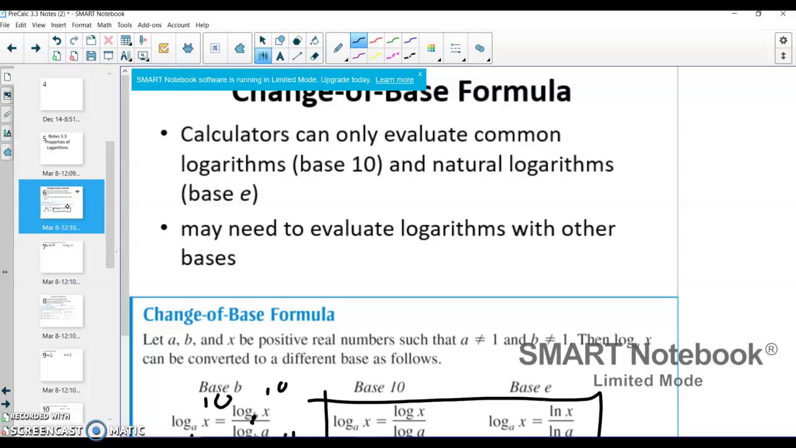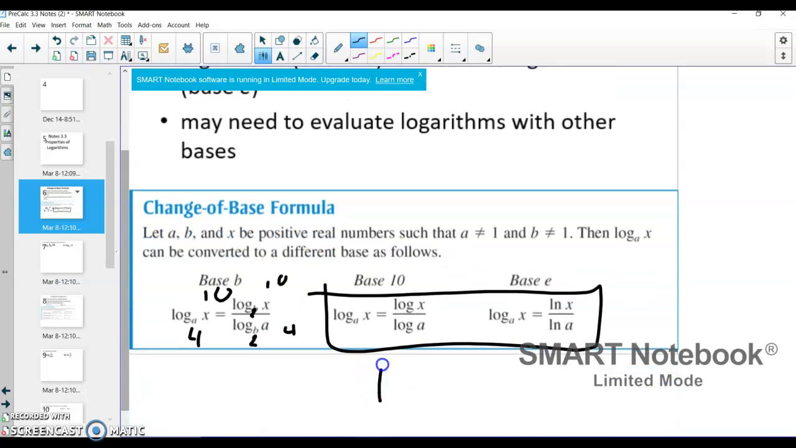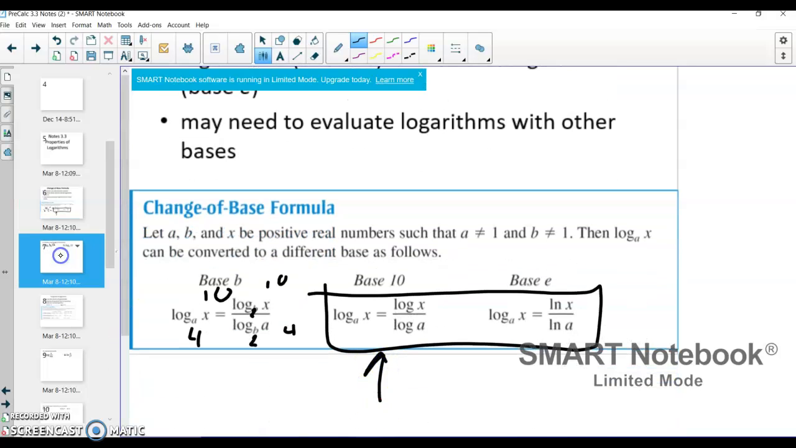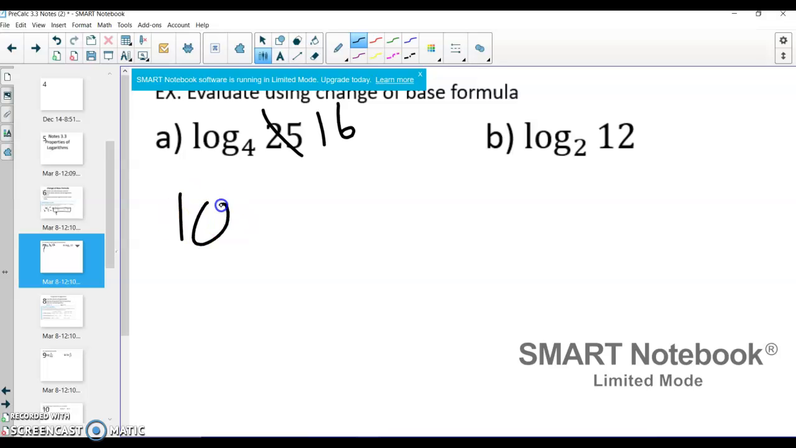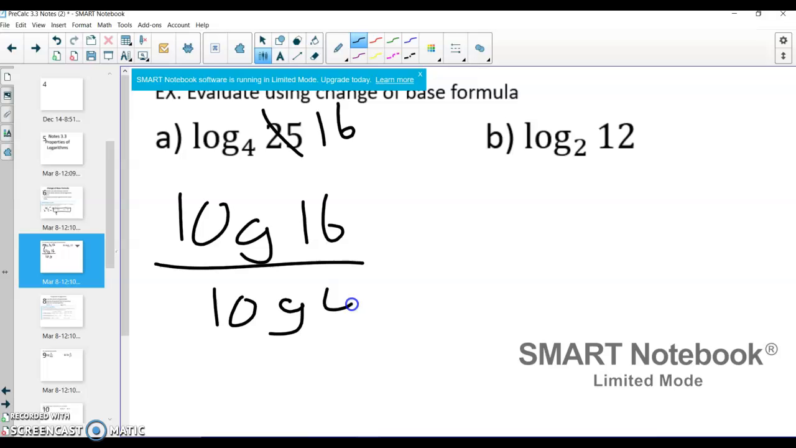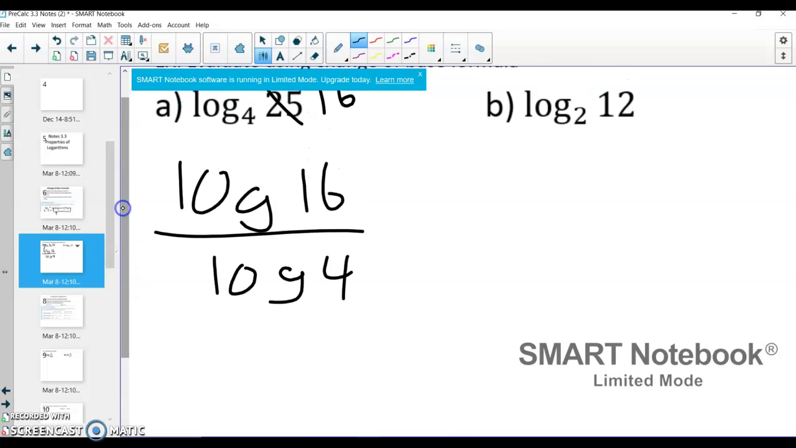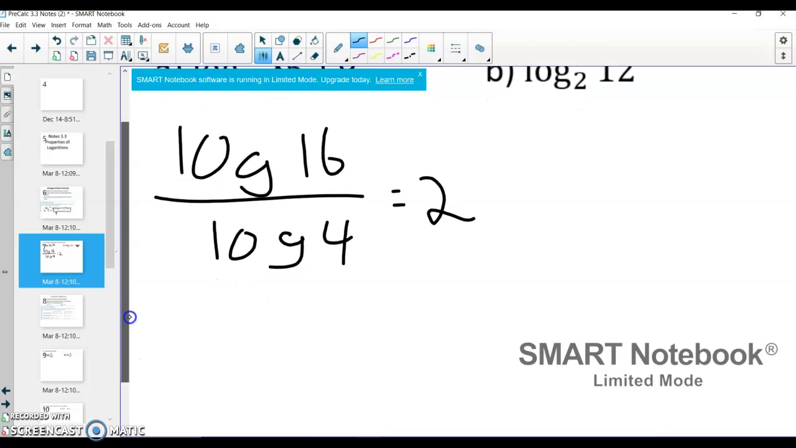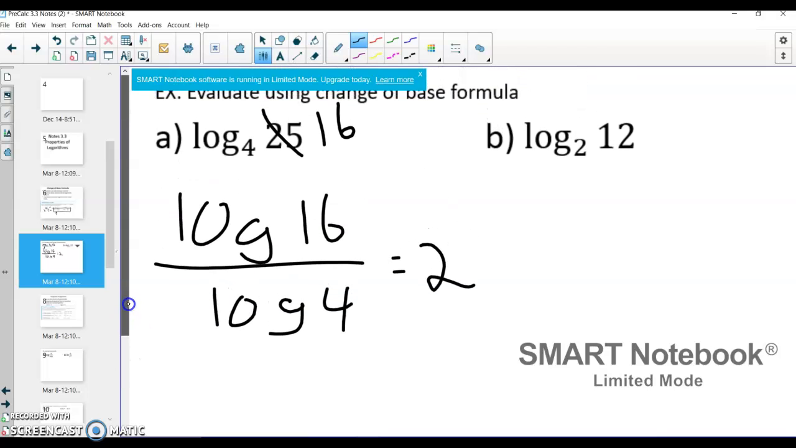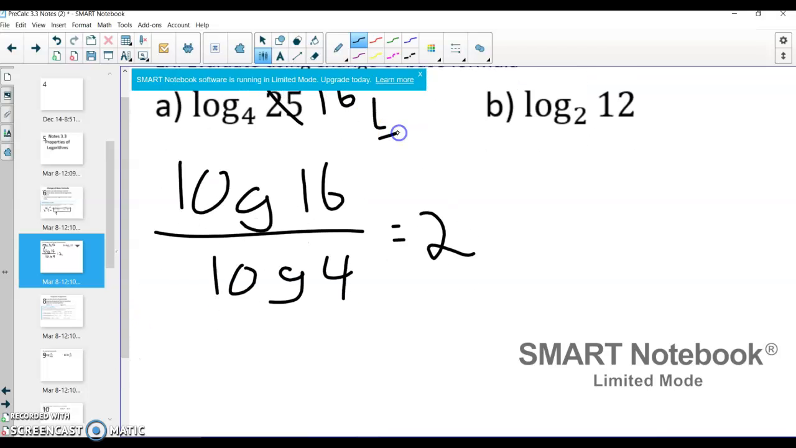And I'm going to use log base 10 in my change of base formula here. And so what I end up having is log base 10, which I'm just going to leave blank because that's what we do. So log of 16 divided by the log of 4. And I can plug that into my calculator, and by doing so, I get that this is equal to 2. Okay? And if I wanted to check my work here, this one's actually kind of nice because I could set this equal to y.